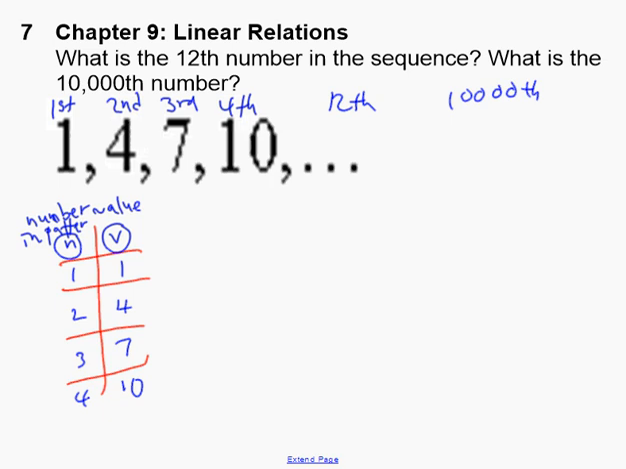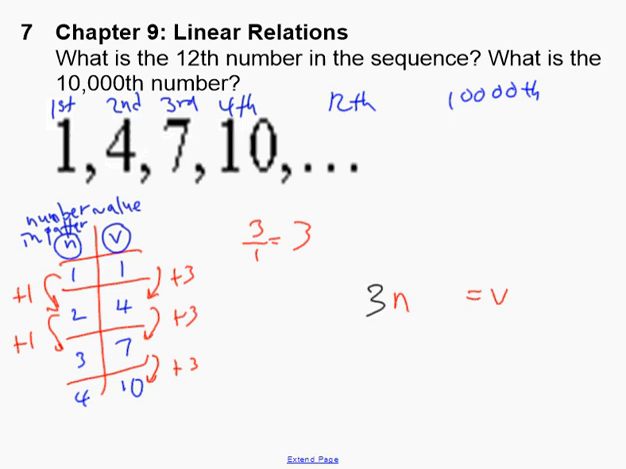Now, once we have that, we can find the equation like we did in last week's Reachback by asking, what is the difference in V, which is going up by 3 each time, divided by the difference in N, and 3 divided by 1 is 3. So in the equation that shows the relationship between the number in the pattern and its value, our coefficient is going to be 3.